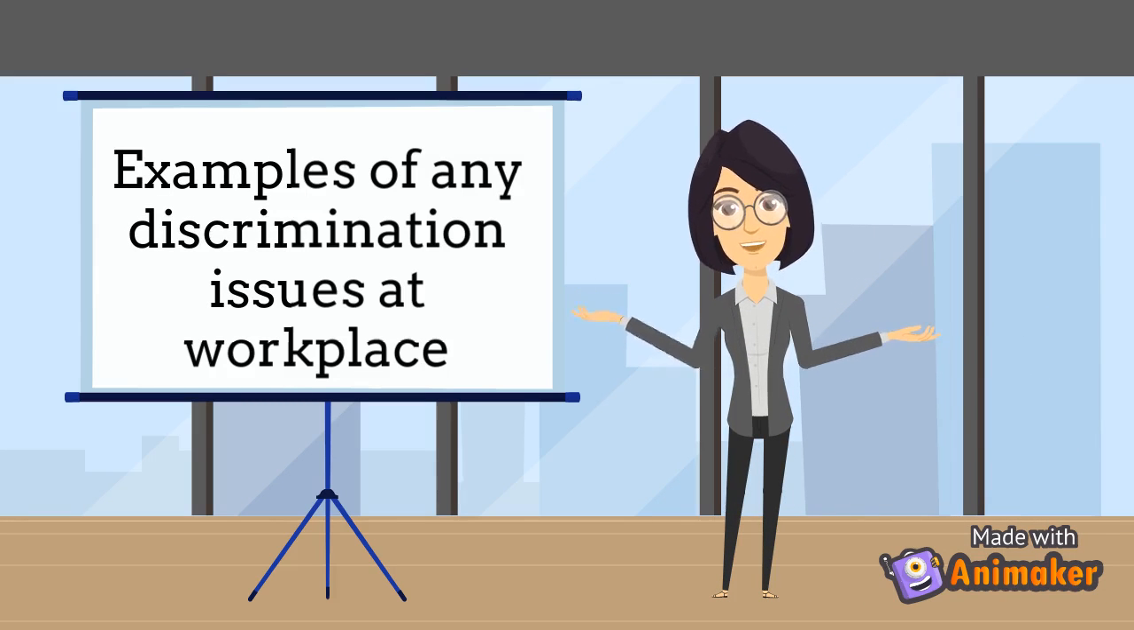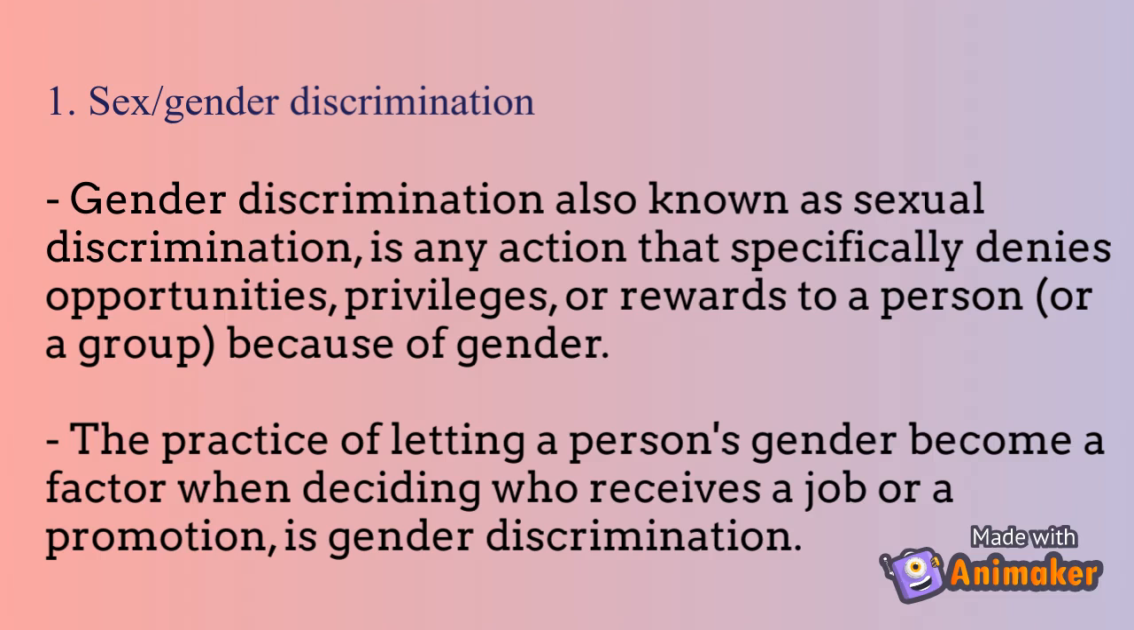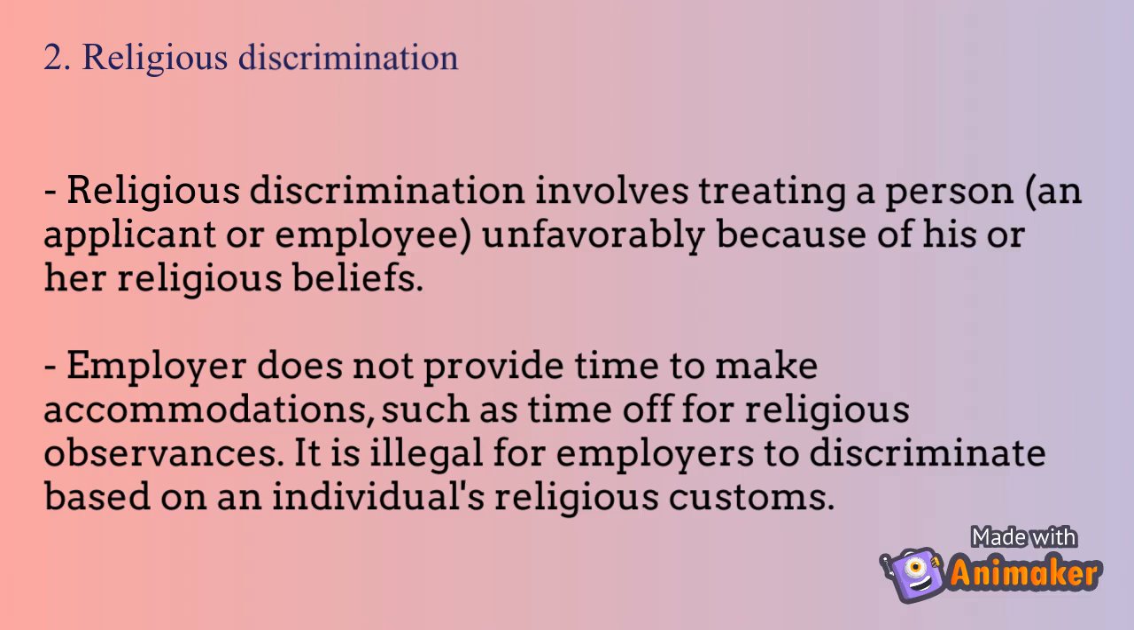Examples of discrimination issues at the workplace. Firstly, sex or gender discrimination. Gender discrimination, also known as sexual discrimination, is any action that specifically denies opportunities, privileges, or rewards to a person, or a group, because of gender. The practice of letting a person's gender become a factor when deciding who receives a job or a promotion is gender discrimination.